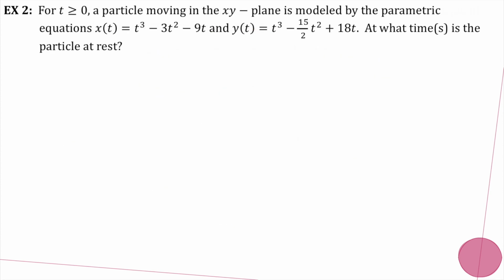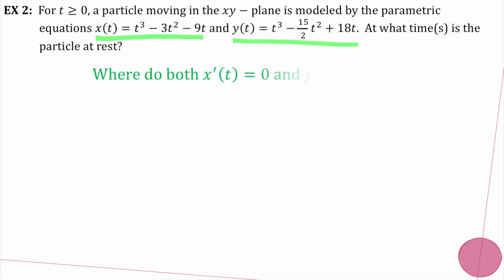Example 2. For t greater than or equal to 0, a particle is moving in the xy plane and is modeled by the parametric equations x of t equals t cubed minus 3t squared minus 9t, and y of t equals t cubed minus 15 over 2 t squared plus 18t. At what time is the particle at rest? Interesting. So what we need to figure out is, where do both x prime of t equals 0 and y prime of t equals 0?